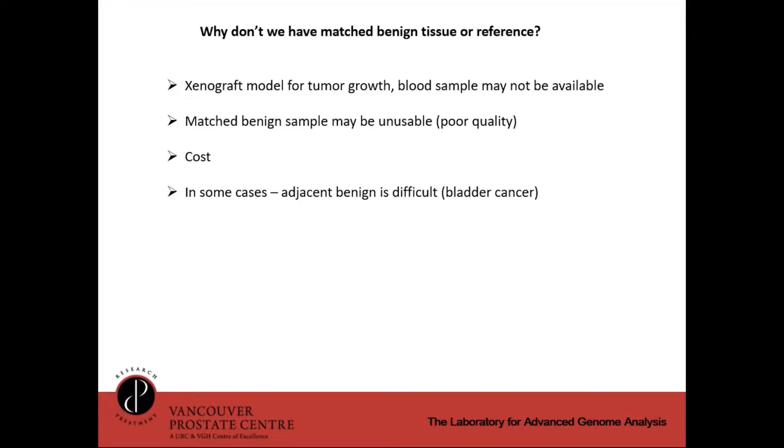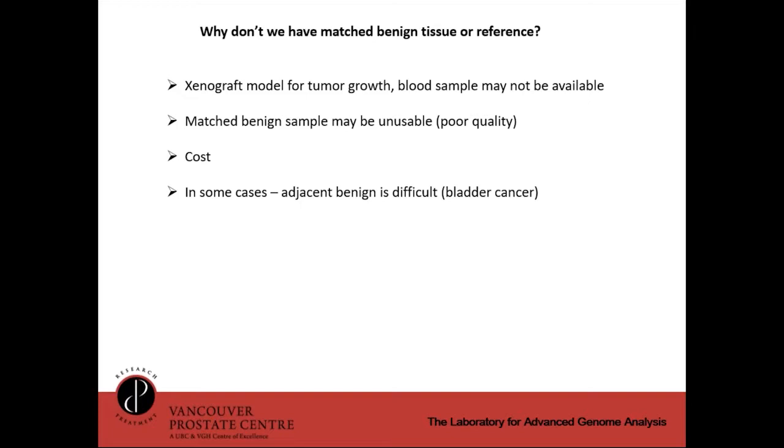So if we have the accompanying blood from the patient, that's great, but we just don't always have that. Sometimes these are a little older. We have degraded blood, or if the actual sample has changed over time, the blood wouldn't really match anyway. Another reason is a matched benign sample may be unusable due to poor quality. This occasionally happens. It tends to happen more with FFPE over fresh frozen. There's several reasons, but even something going wrong during sequencing, and you don't have a matched benign for that.